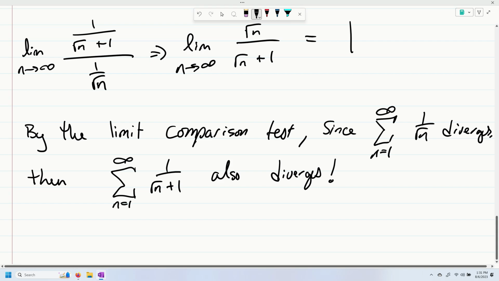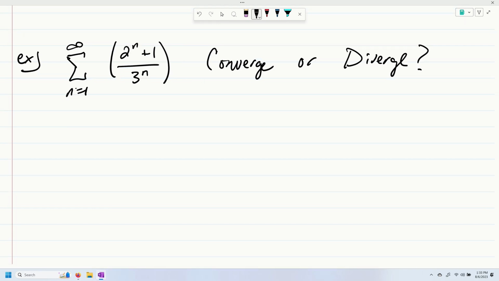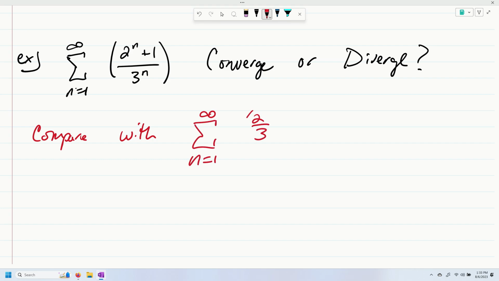We could do one more here. For our next example, we're going to start with from n equals 1 going to infinity of 2 to the n plus 1 over 3 to the n. Does this converge or diverge? So let's compare it with this series. Okay?